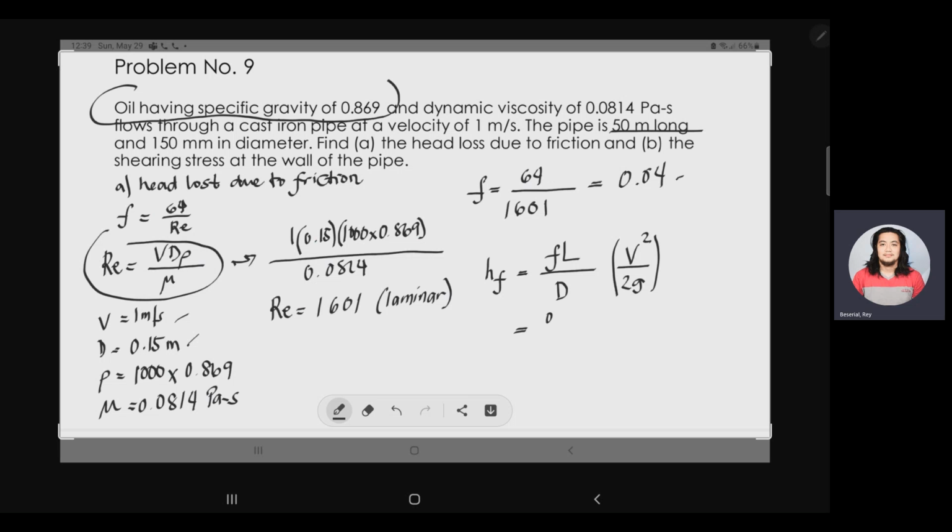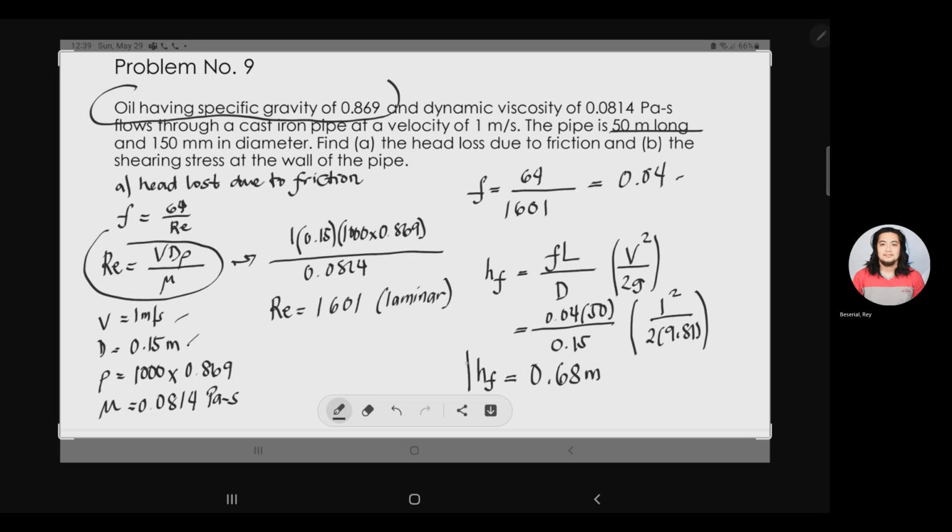So, meron tayong 0.04 times 50 over diameter na 0.15 times velocity na 1. So, 1 squared over 2 times 9.81. So, with this, ang ating head loss due to friction is 0.68 meters. Okay, so ito ang ating value regarding sa ating head loss due to friction. So, that is our answer for our letter A.